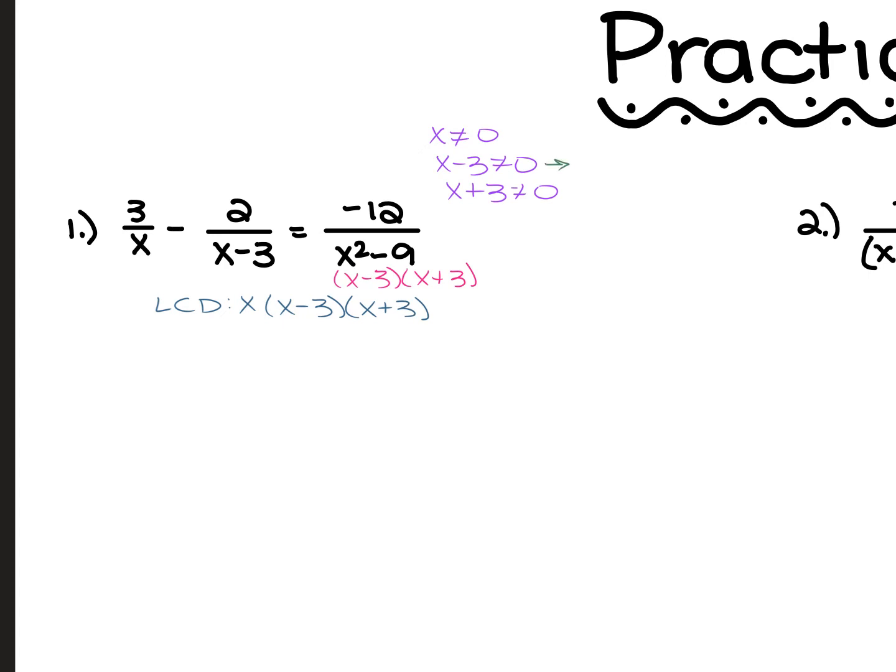The x minus 3 is not equal to 0 would just tell you that x can't equal positive 3. The x plus 3 is equal to 0 would just tell you that x can't equal negative 3. So the 0, the 3, and the negative 3 cannot.